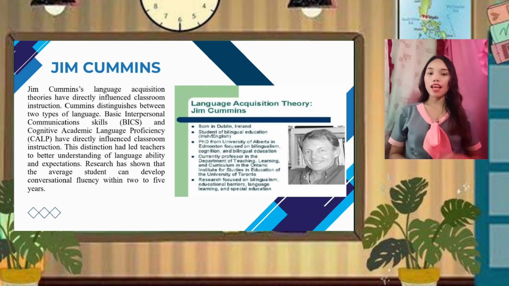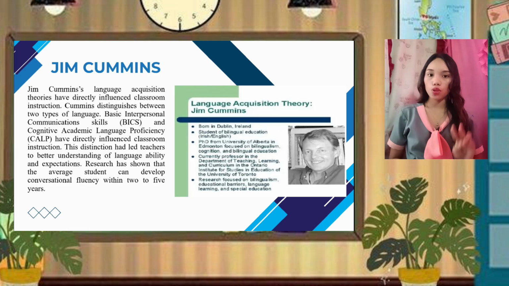So, Jim Cummins' language acquisition theories have directly influenced classroom instruction. Cummins distinguishes between two types of language, which are the basic interpersonal communication skills and cognitive academic language proficiency. This distinction has led teachers to a better understanding of language ability and expectations. So this research has shown that the average student can develop conversational fluency within 2 to 5 years.